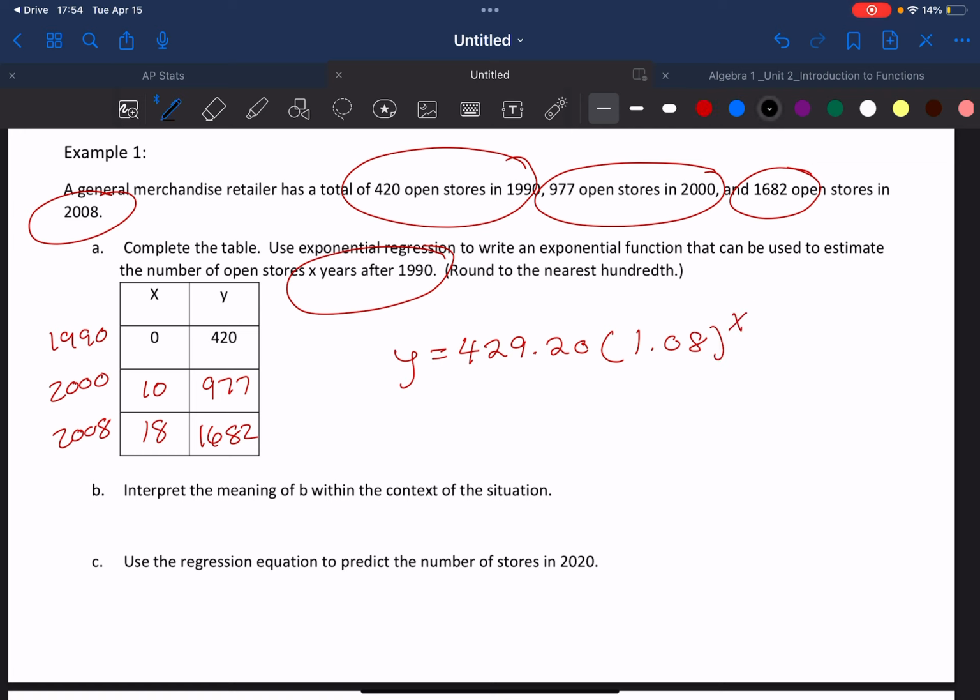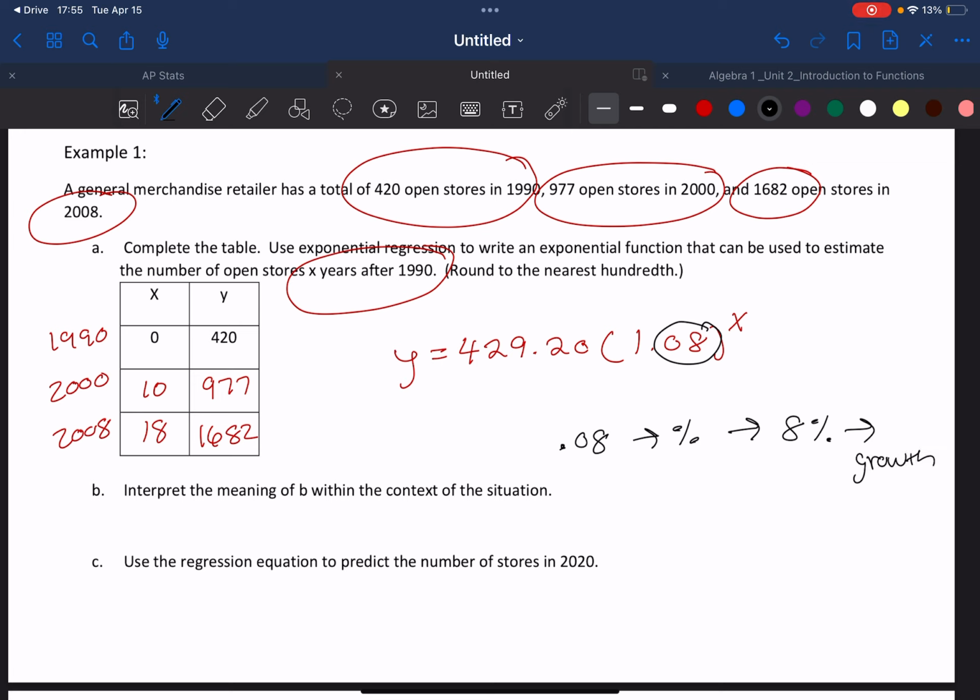Part B says interpret the meaning of b within the context of the situation. So remember our formula, we ignore the 1. So we're only looking at this 0.08. Well, 0.08 as a percentage is 8%. And since it's positive, it's greater than 1, we know that 1.08 is showing us a growth.